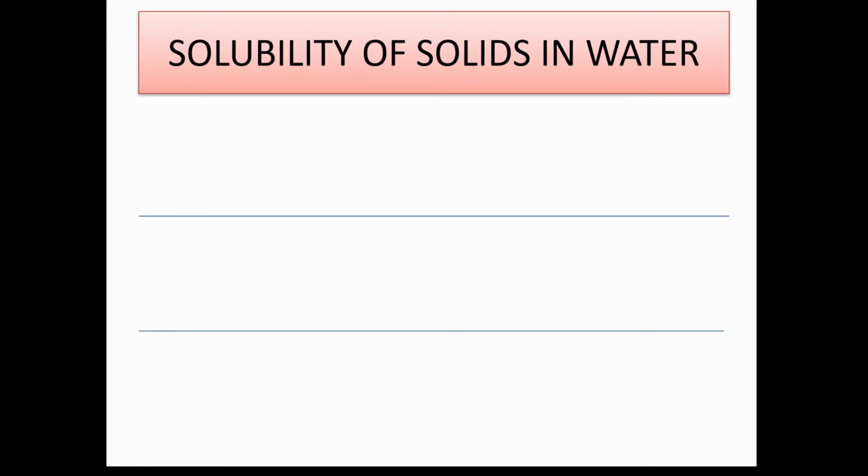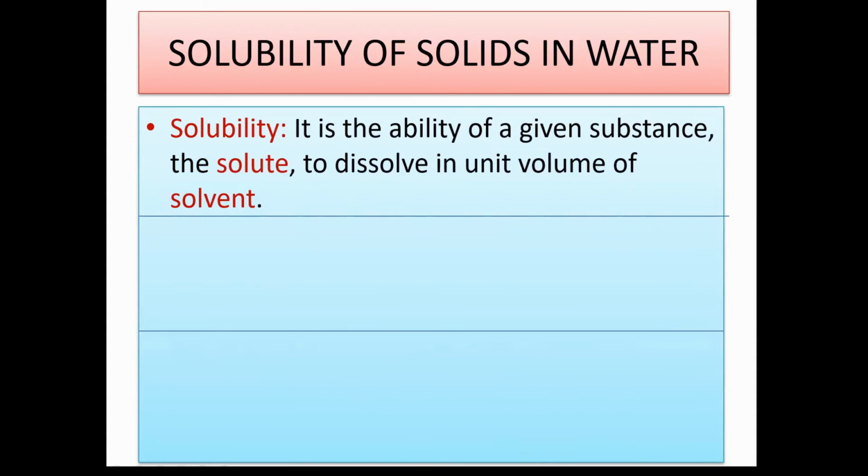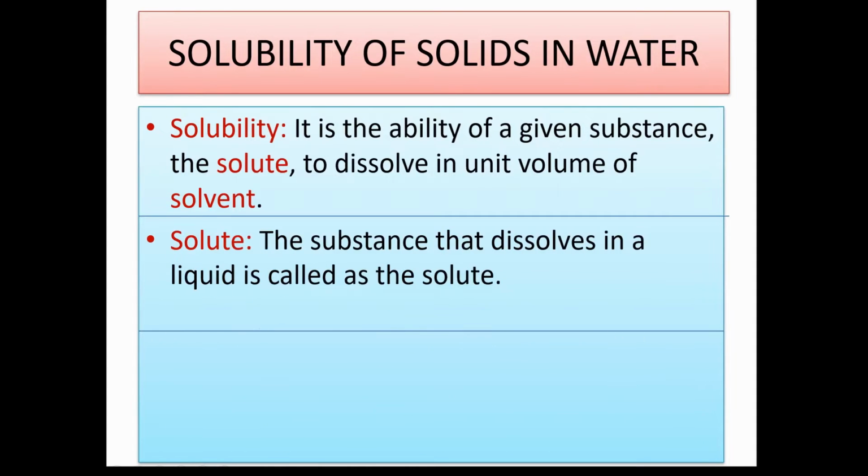Today we'll study about solubility of solids in water. Now, once I say solubility, what does solubility mean? It is the ability of a given substance, that is the solute, to dissolve in a unit volume of solvent. Now you must be wondering, what is a solute? The substance that dissolves in a liquid is called a solute.